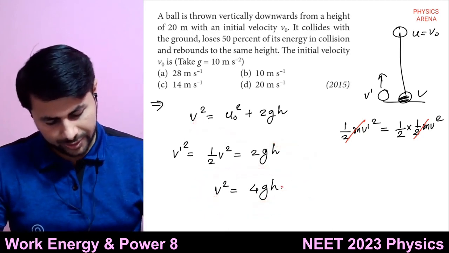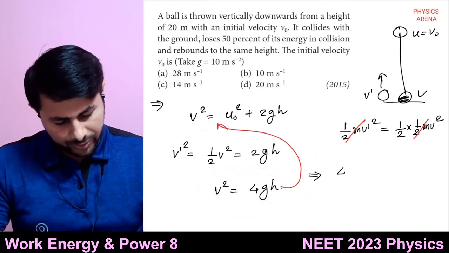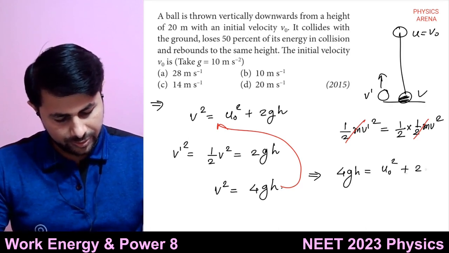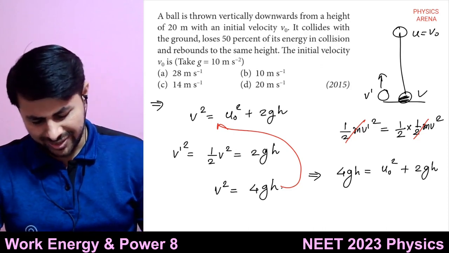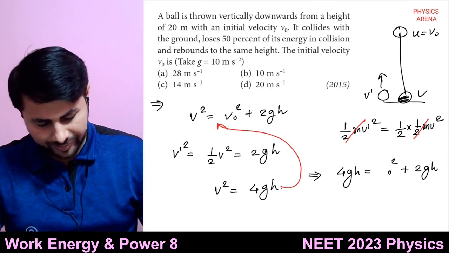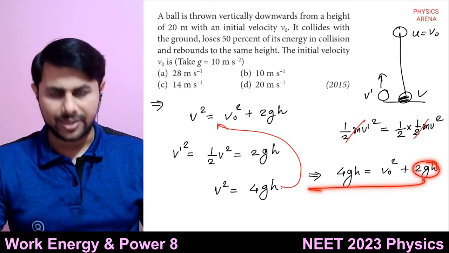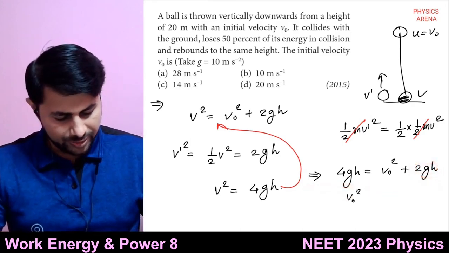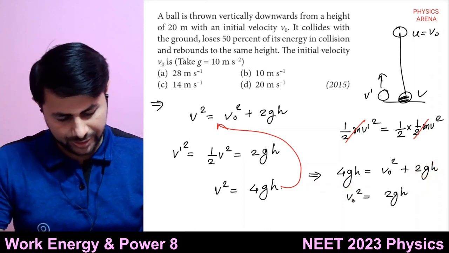You can substitute this here. So what do you get? You get 4gh is equal to v naught square plus 2gh. Okay, it was v naught, right? Sorry, it was v naught. Whatever. We want to find out that speed only. So take this 2gh on the left hand side. V naught square is equal to 2gh. That means V naught is square root of 2gh.